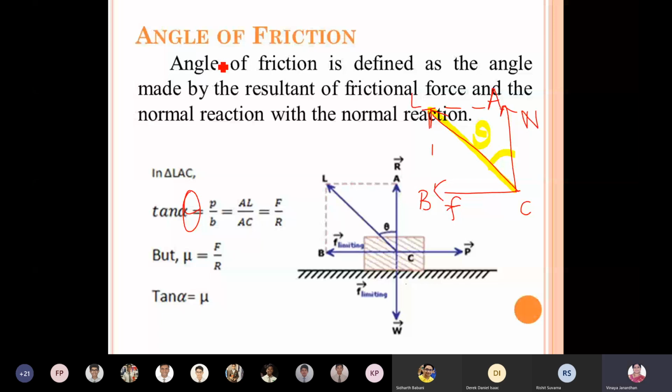Fine. But shall I go for the other slide? Now you know how to find tan. Let me take this triangle. Triangle, I'll go for ACL. Right?